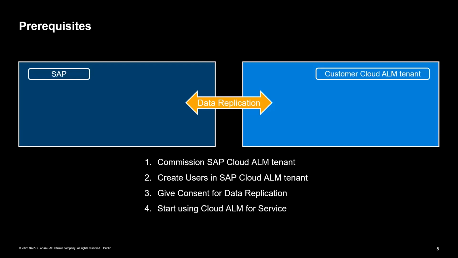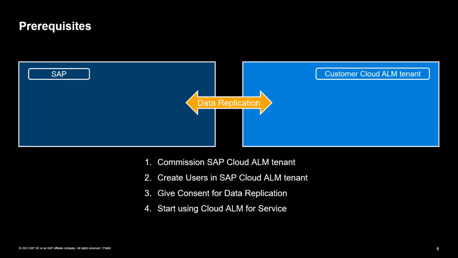Normally it shouldn't be possible that you have more than one tenant per customer number, but we've seen a couple of situations where customers somehow manage to achieve that. If you achieve that, please give the consent only in one tenant, because otherwise inconsistencies in the data might occur. So you give the consent for data replication, and then you can start using Cloud ALM for Service.